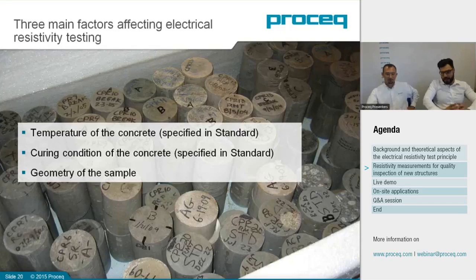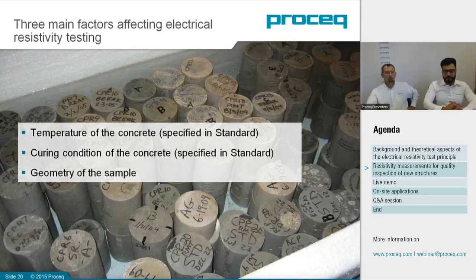One of the main factors affecting the electrical resistivity test is the temperature of the concrete. And these are specified in the standards that we talked about earlier. The curing condition of the concrete, again, is a contributing factor, and again, this is specified in the standard. Lastly, the geometry of the sample and the concrete that we're dealing with. There are different sizes of specimens. Some regions use cylinders, some use cubes, so you need to take this into consideration.